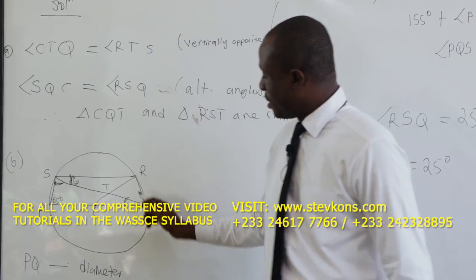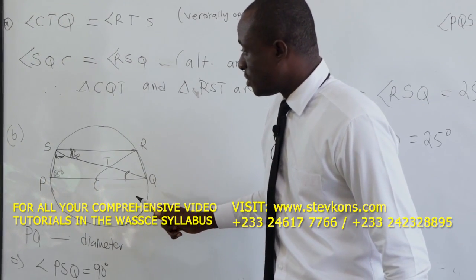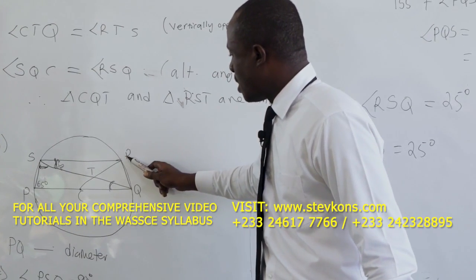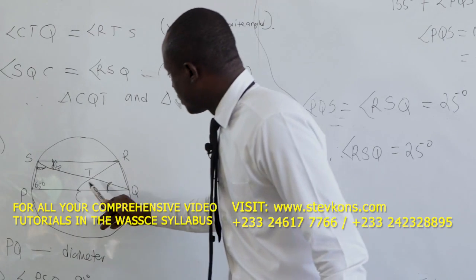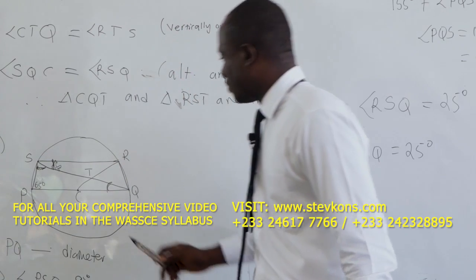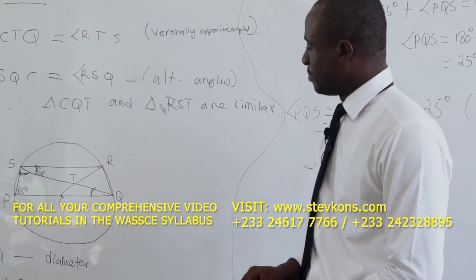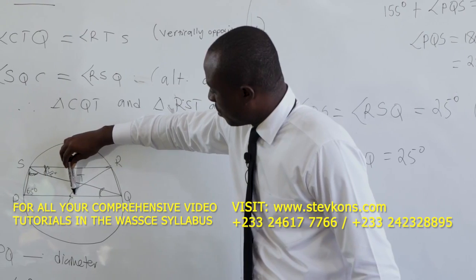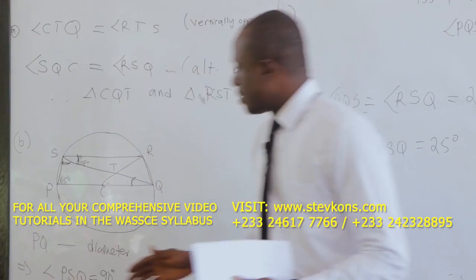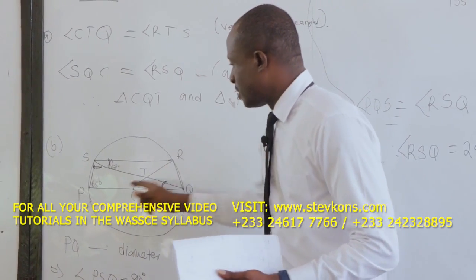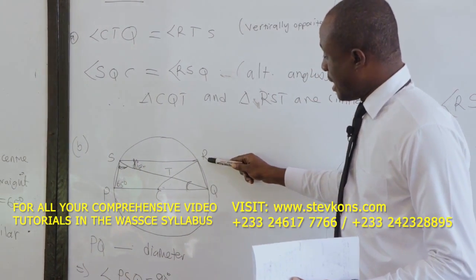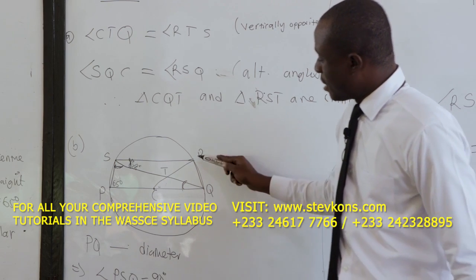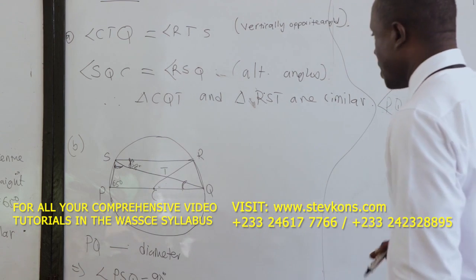Now the next one is saying that we should find angle CRQ. Now, what can we see over here? This is 25 degrees, and this angle is having a relationship with that angle. Now, I want to find RCQ. Now, what can we see? Clearly, RQ can be considered as a chord. And the angle a chord makes at the center is twice the angle that it makes at the circumference.